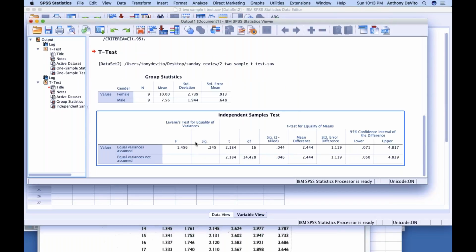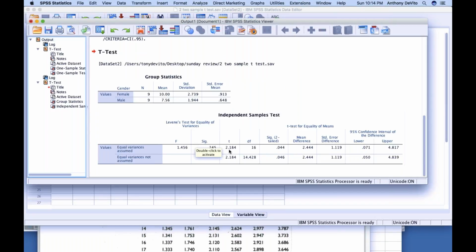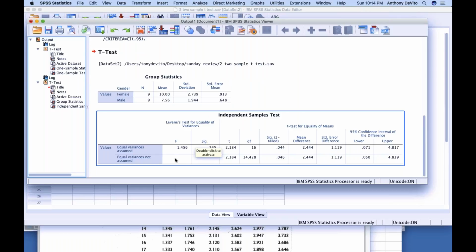So here's our output. Well, this time, notice we got 2 lines for our calculation of our t-test. And in fact, we got 2 t-tests that were performed. As it happens, the t-values for both came out to be the same, 2.184, 2.184, right? Came out to be the same thing.